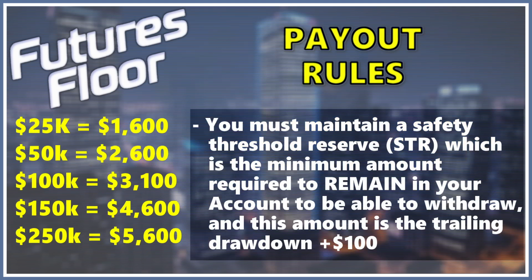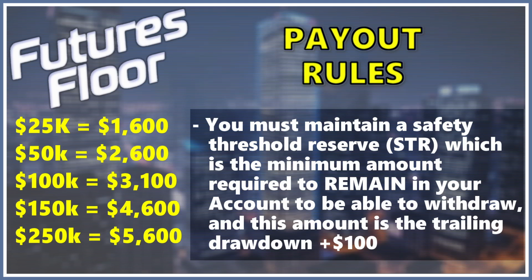One other rule you need to know about is what they call the safety reserve threshold. Okay? This is unique, I think, for Bulenox. It's the minimum amount required to remain in your account after a payout, and it's pretty much equal to the trailing drawdown plus $100. So let's look at an example. The 50K account, your trailing drawdown is $2,500. Add $100 to that. That would be $2,600.